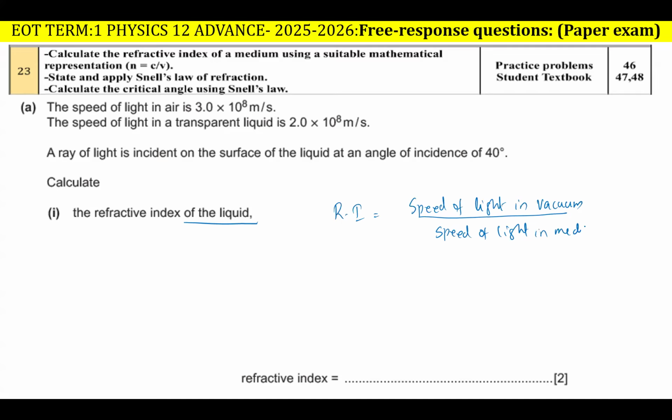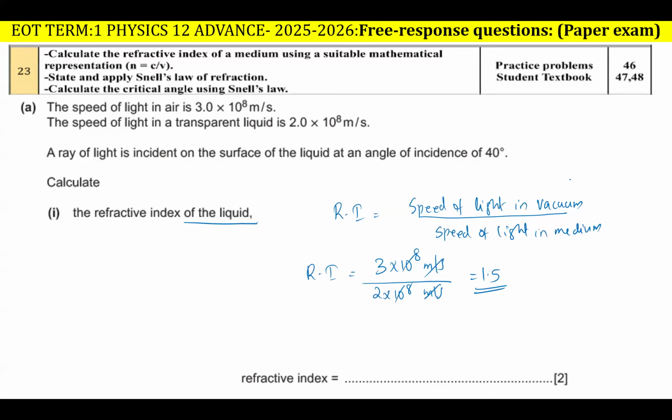So this is a very simple question. As we know, the refractive index is equal to 3 times 10 to the power 8, which is the speed of light in air, divided by the speed of light in this transparent liquid, which is 2 times 10 to the power 8. So the meter per second units cancel, and that is going to be 1.5.